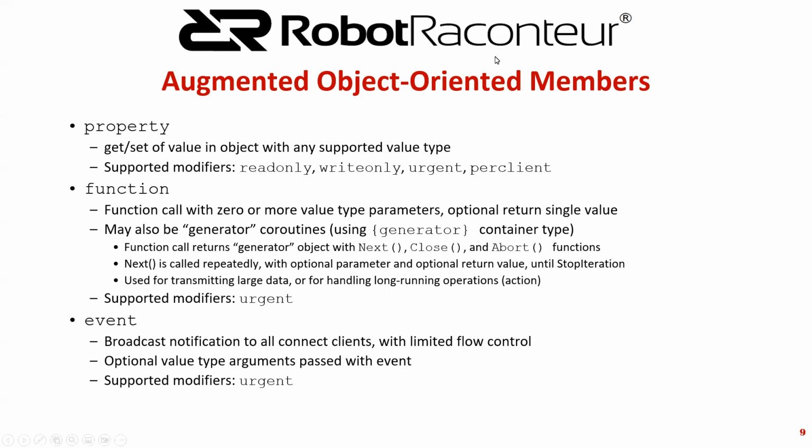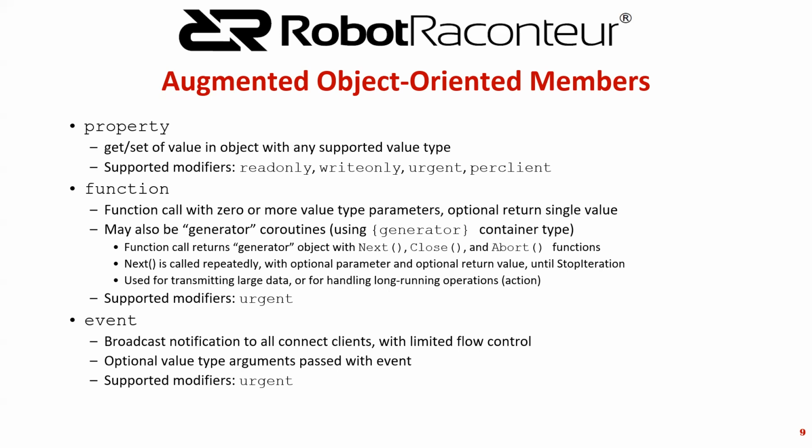A function is a call to the service to execute an operation. You can have 0 or more parameters and return a single value. You may also have a generator return, and if you use Python, you should be familiar with generators, where basically it returns an object which has a next command, and you call next until you get a stop iteration event. Or you can close or abort the generator.